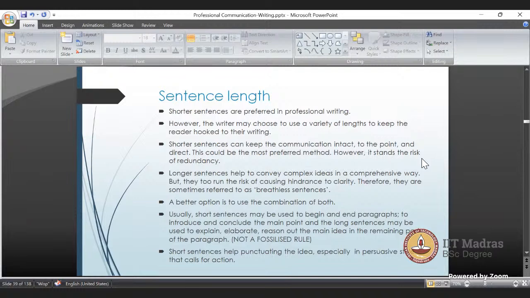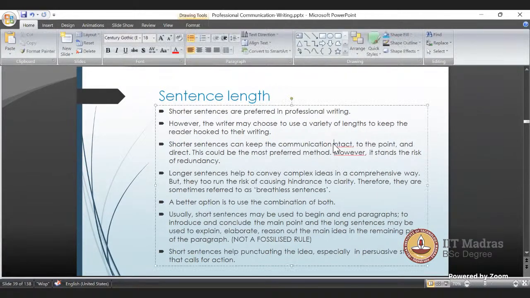Now, what does a shorter sentence do? They can keep the communication intact, to the point, direct, all of these things. Look at those words that you see on the screen: intact, to the point, and direct. These were all part of what we mentioned as professional writing. Remember this when we discussed it in the first class.